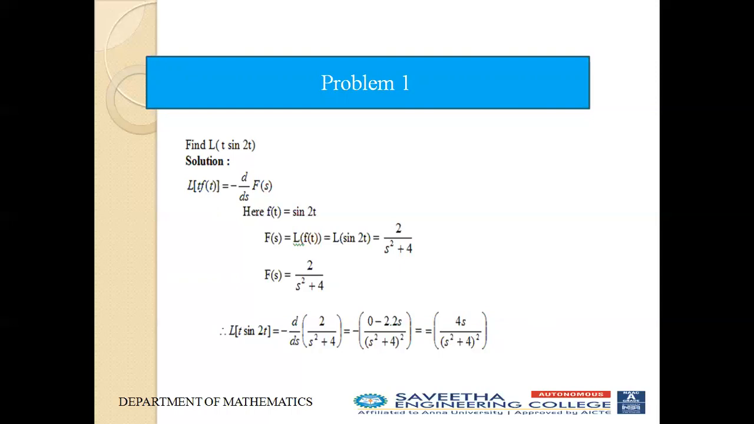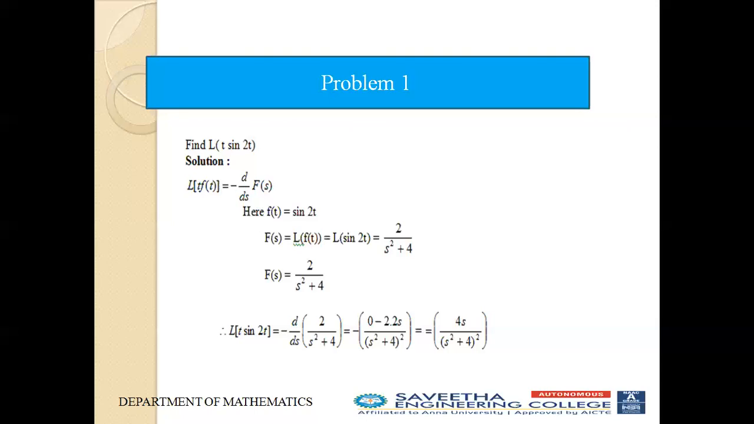First, we are going to find the Laplace transform of sin 2t, which is 2 divided by s square plus 4. By the property, L of t into sin 2t is equal to minus d by ds of 2 divided by s square plus 4. We are going to differentiate the term with respect to s by using the u by v rule formula. Differentiation of u by v is equal to, we have to square the denominator v square, and v into u dash minus u into v dash.